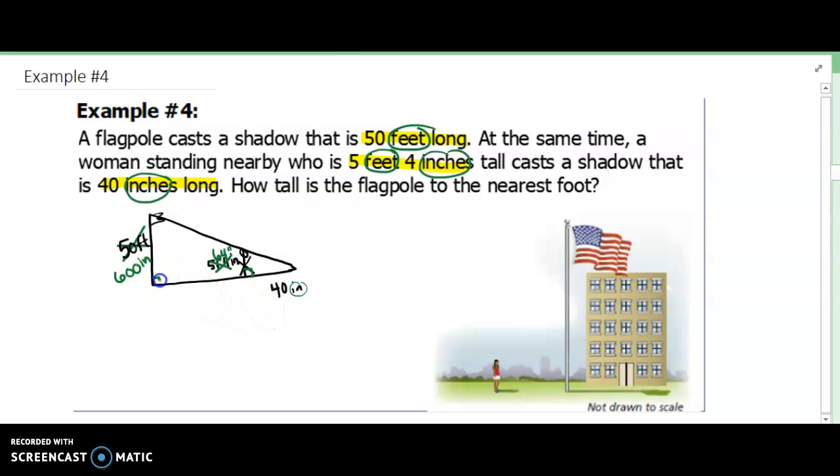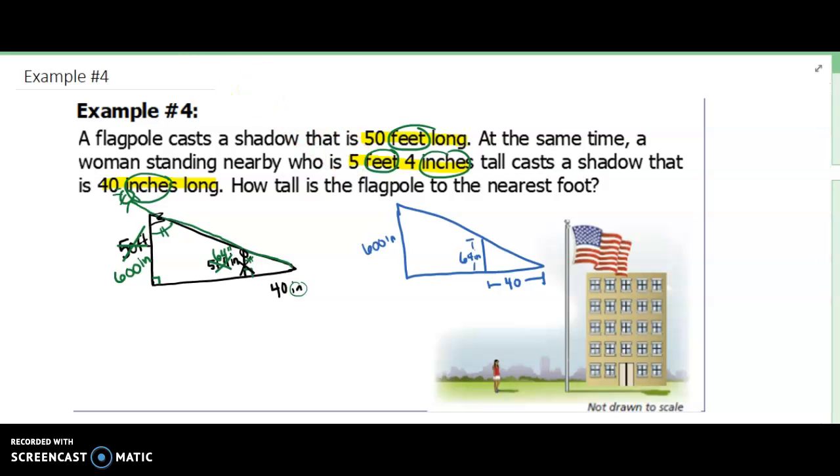Now we know people stand straight up and down, otherwise they would topple over. So that's a 90 degrees, we know this is a 90 degrees. We know that there's a sun up here that's beating down the same as it is here. So we know that this angle here and this angle here are congruent. Okay, so we have an angle similarity theorem. I'm going to go ahead and mark these a little clearer. So this is 40 inches. This is 64 inches. And then this is 600 inches.